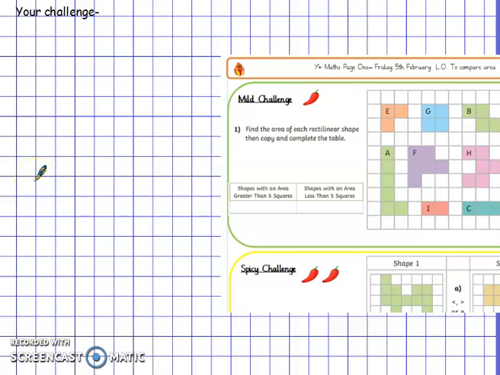Some of them might ask you to draw the shape out. Or you might do things like shape 1 is greater than shape 2. You might want to write in shorthand to make it easier for you. As long as you're recording your answers in your book neatly, we'll be able to mark it when you hand it in. I hope that's helped you to compare different areas.